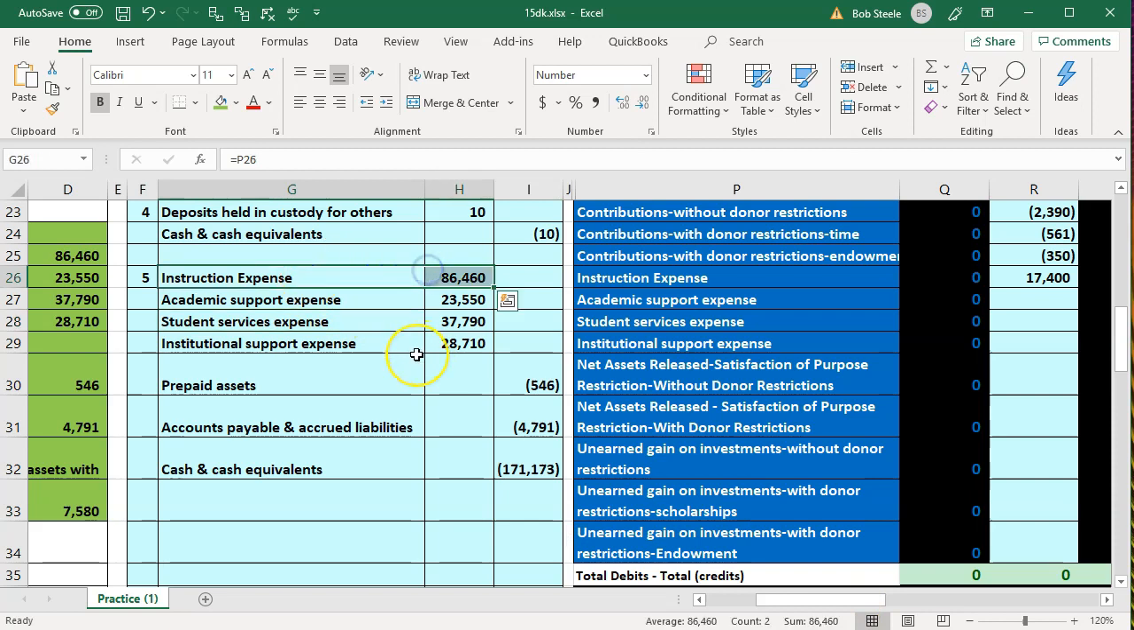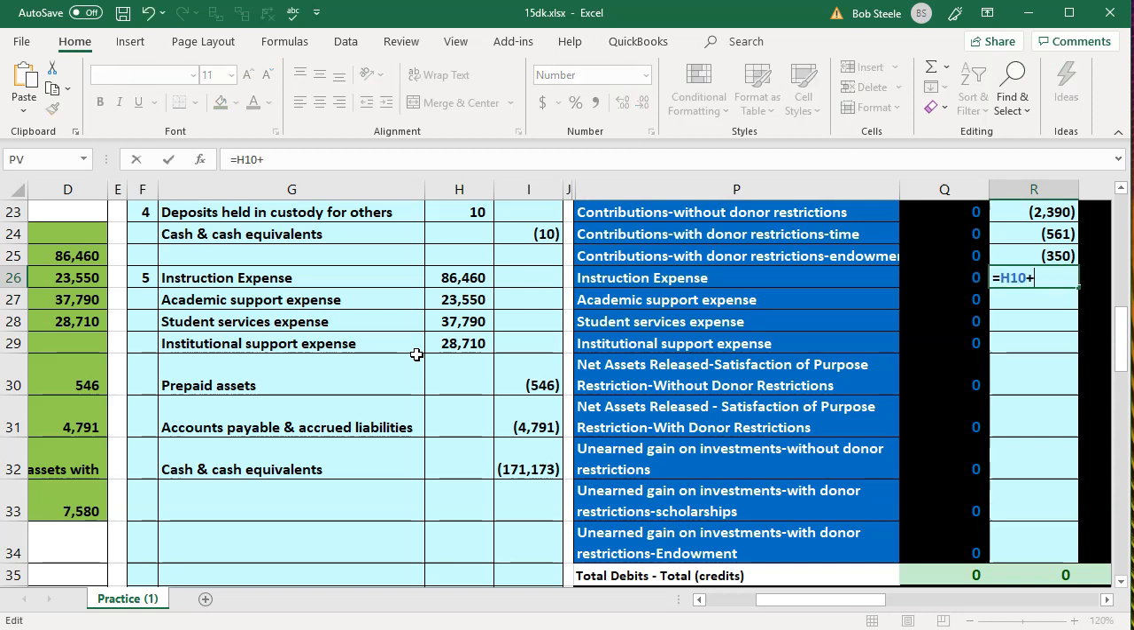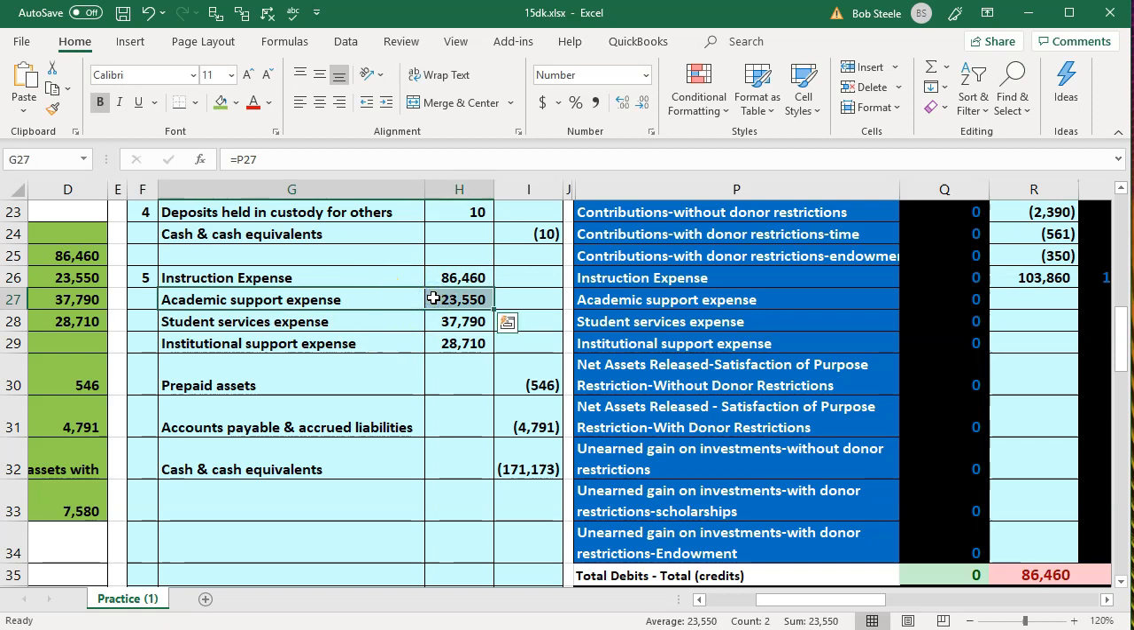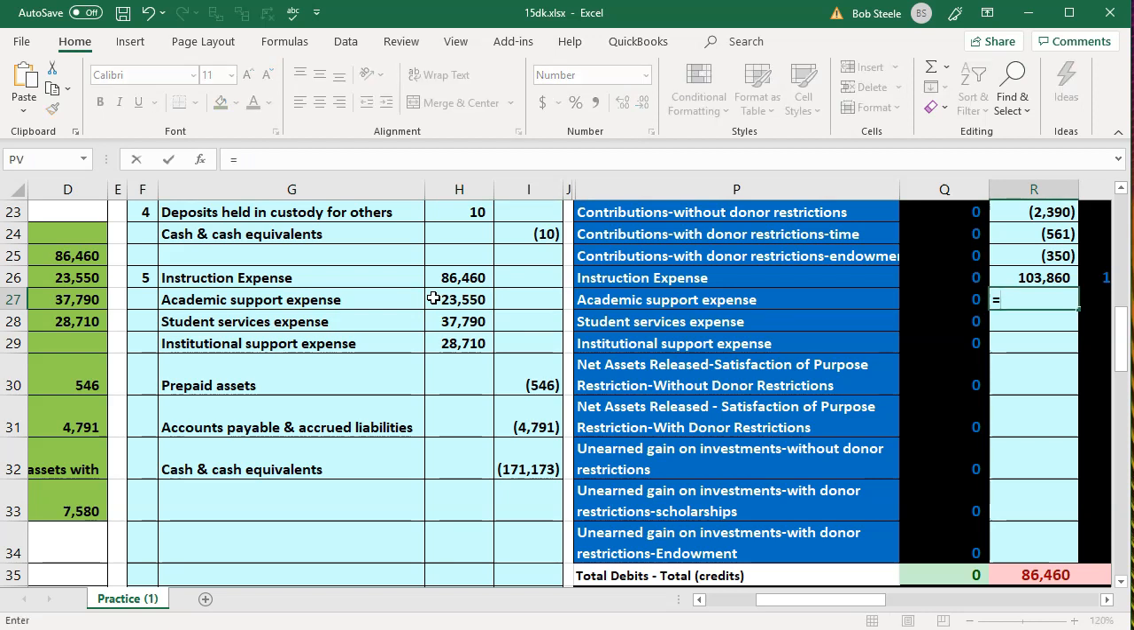Up top, we've got the instruction expense. That's in R26. Something is in it, so I'm going to say F2 plus F2, scroll over to that 86,460. Next, we have the academic support. So academic support is going to be in cell R27. So we're going to say equals, and we'll pick up the academic support.